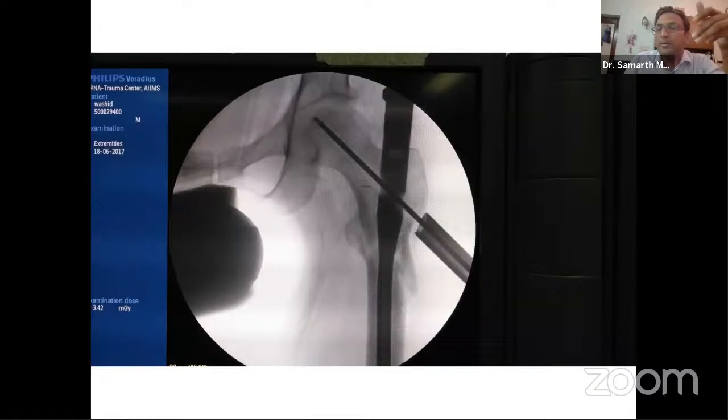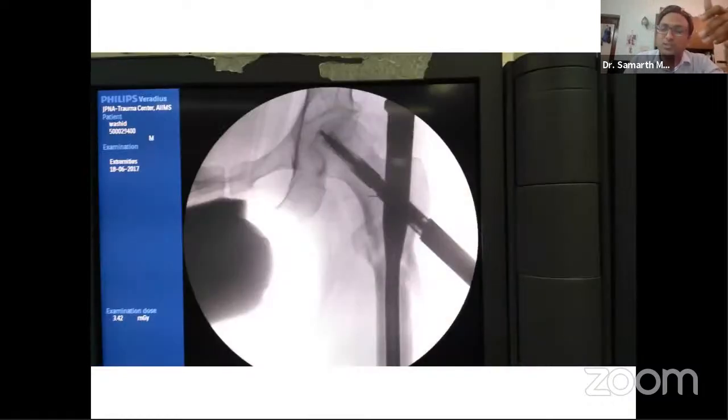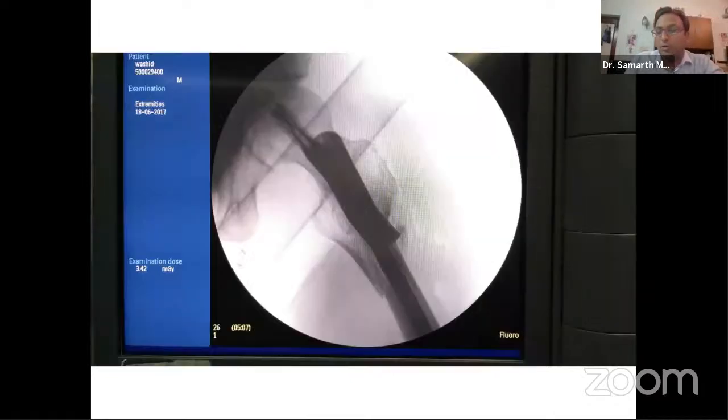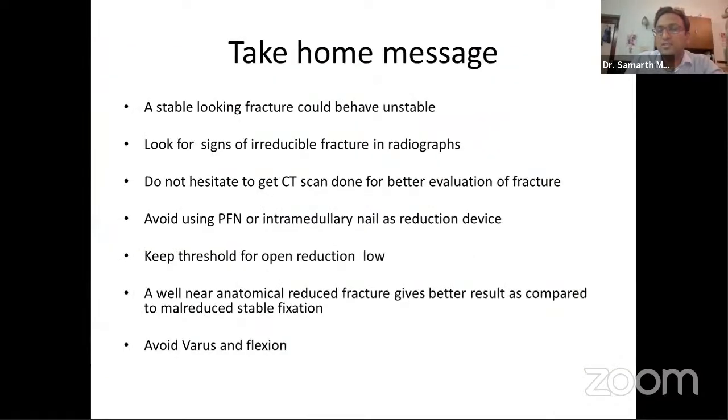And the proximal part I fixed with the blade because this was the smallest possible thing possible. This is a 70 mm blade. There is nothing smaller available than this. But then I got a good reduction in both AP and lateral views, and this fracture went on to heal well and the patient is really happy.